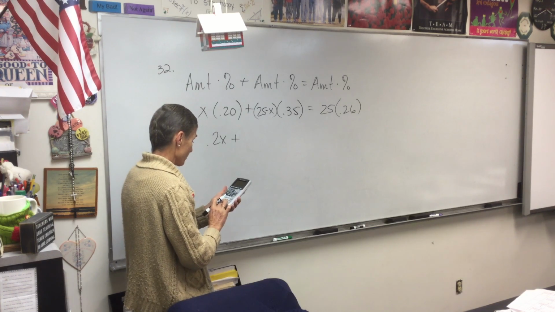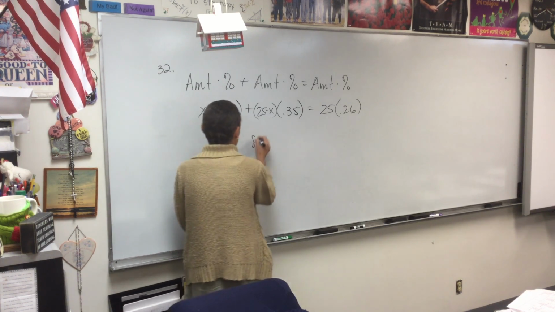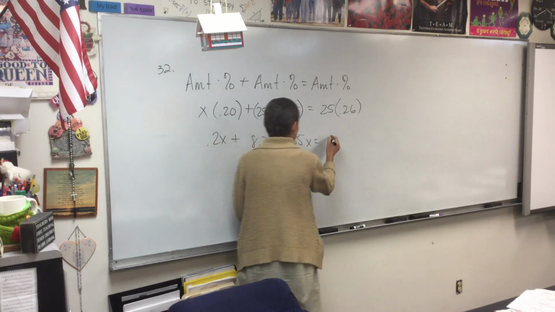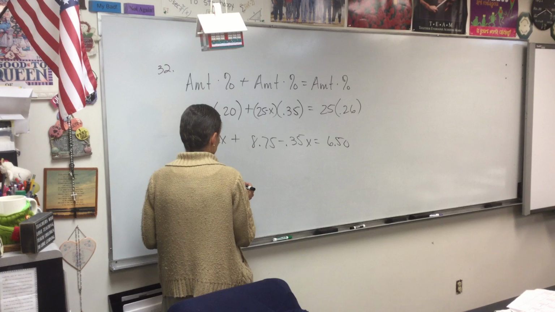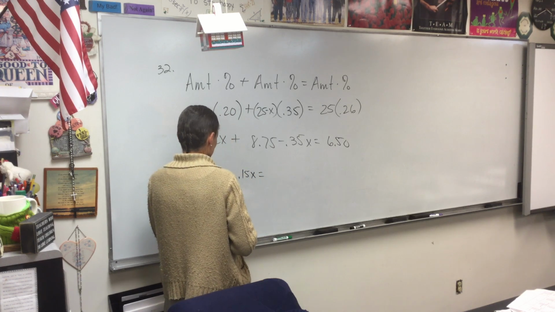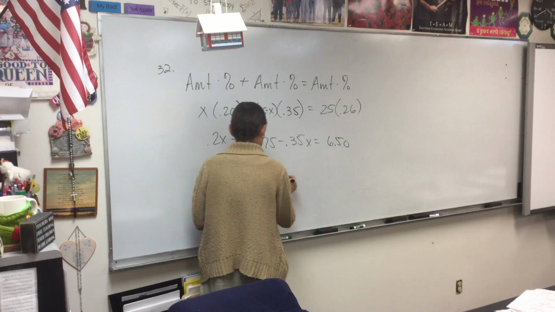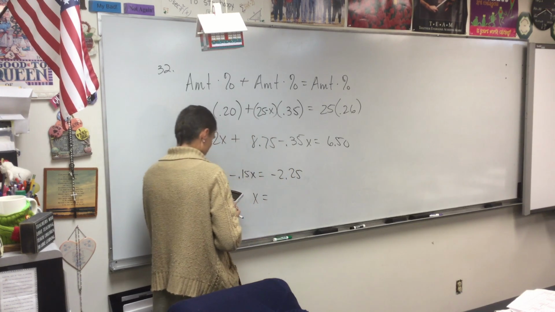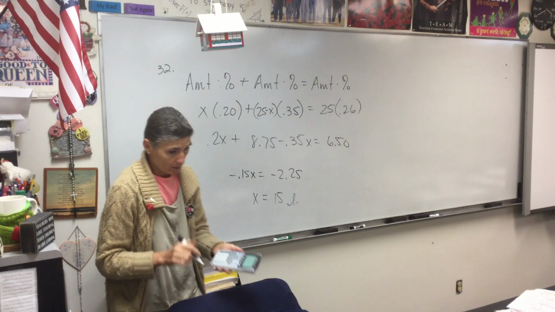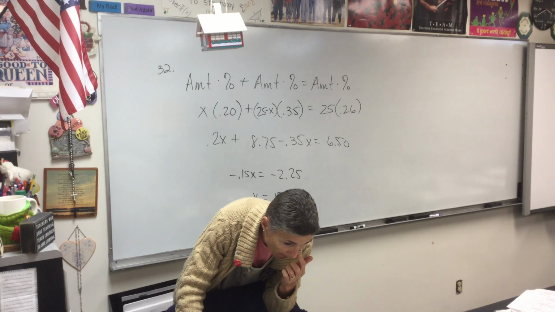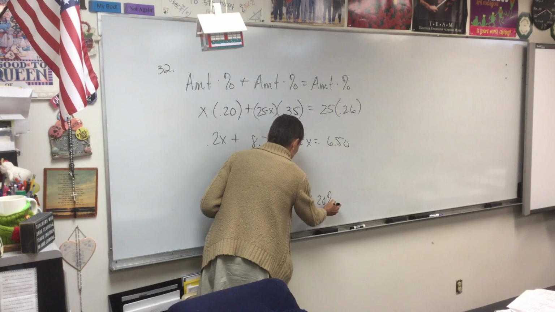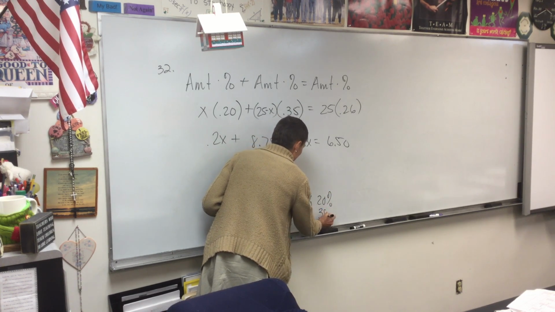Let my calculator help me with my arithmetic. And I got 15 liters of 20% solution, and then 10 liters of 35% solution.